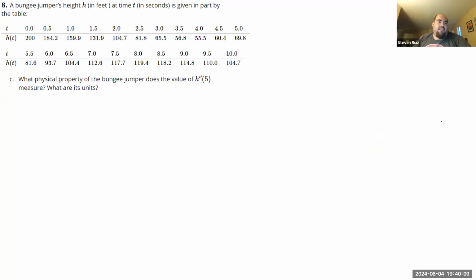Right, moving on to part C. What physical property of the bungee jumper does the value of h double prime measure? So we asked what its units are. The units are feet per second squared. But what does it actually measure? Like, what is a physical property?